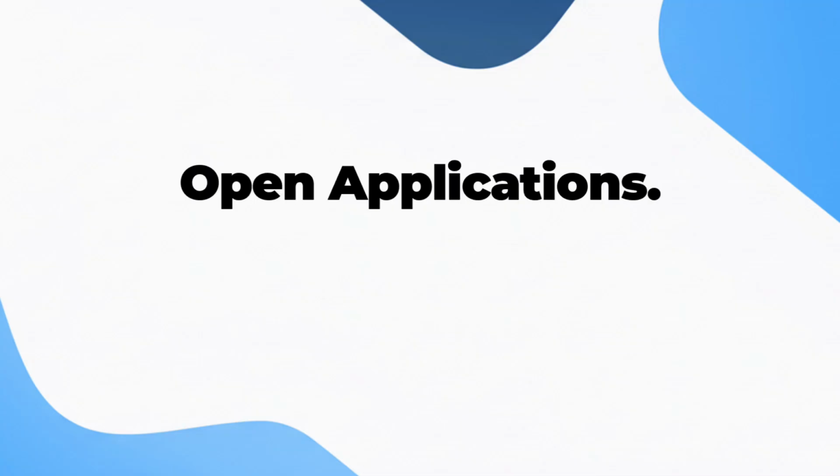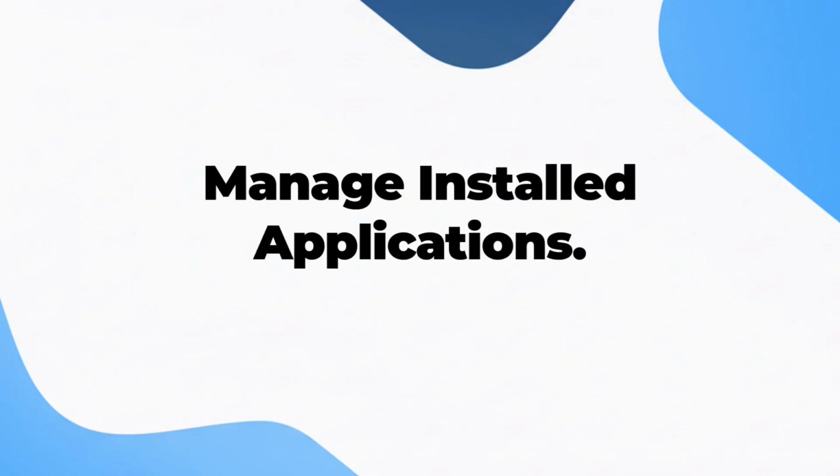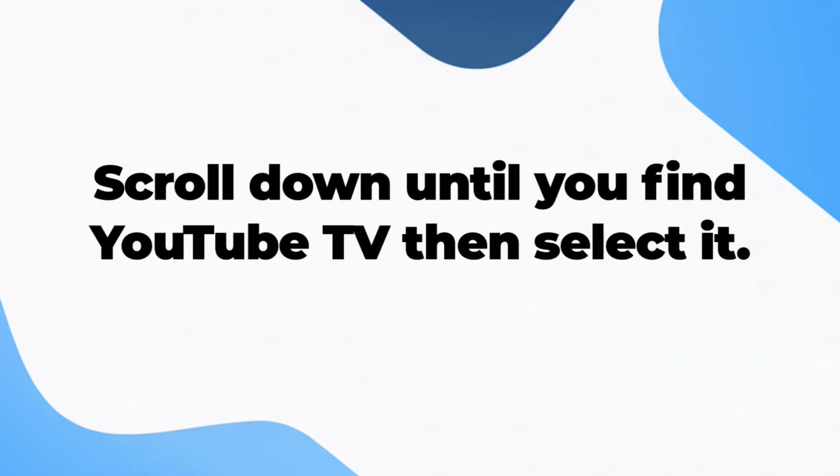Step 2. Open Applications. In the Settings menu, select Applications. Step 3. Manage Installed Applications. Choose Manage Installed Applications. Scroll down until you find YouTube TV, then select it.